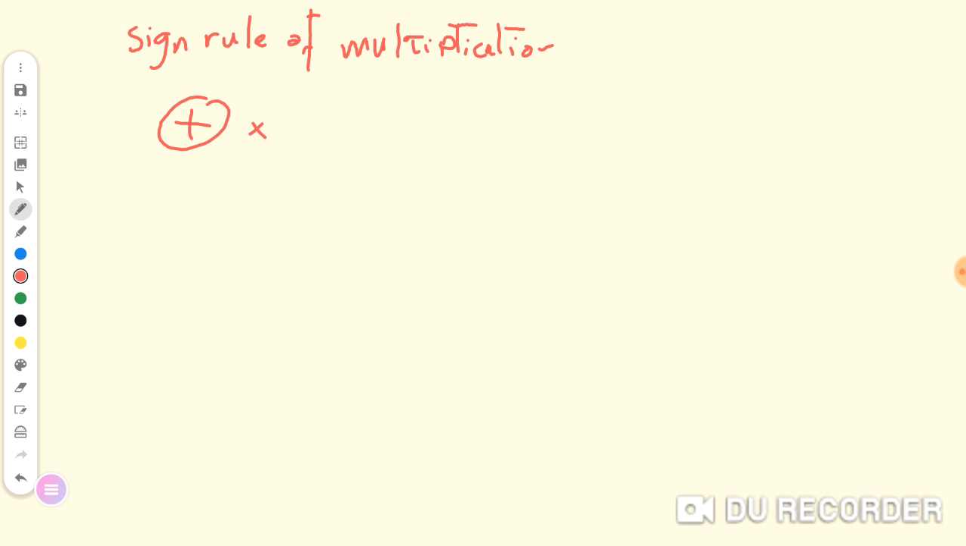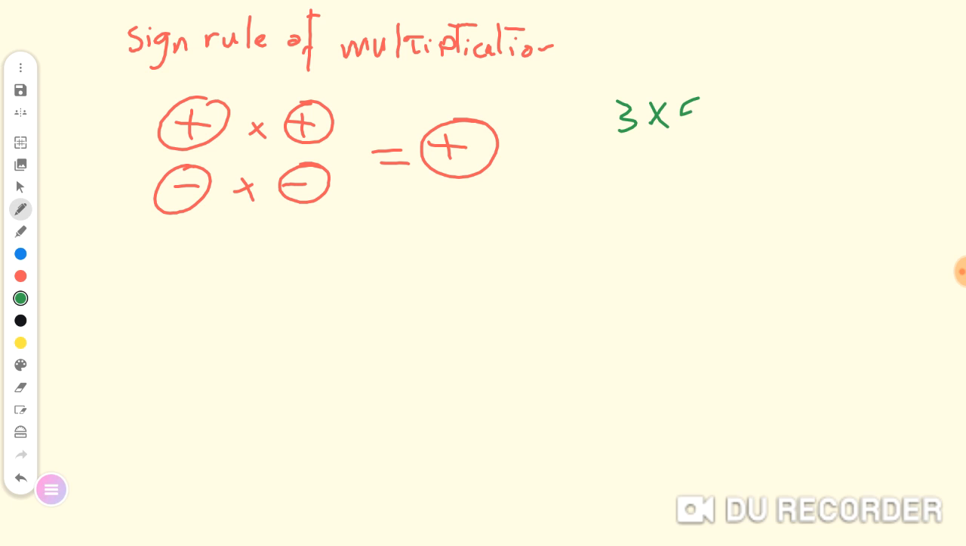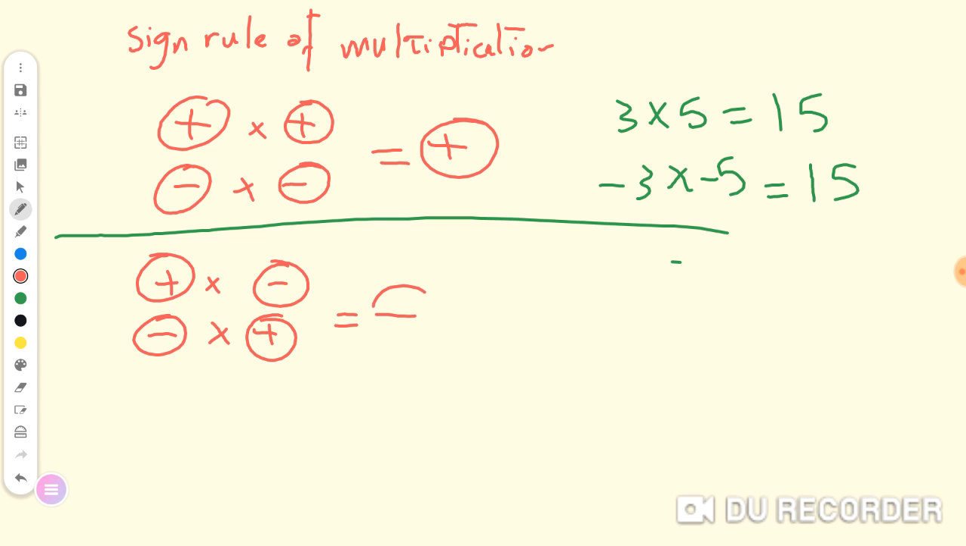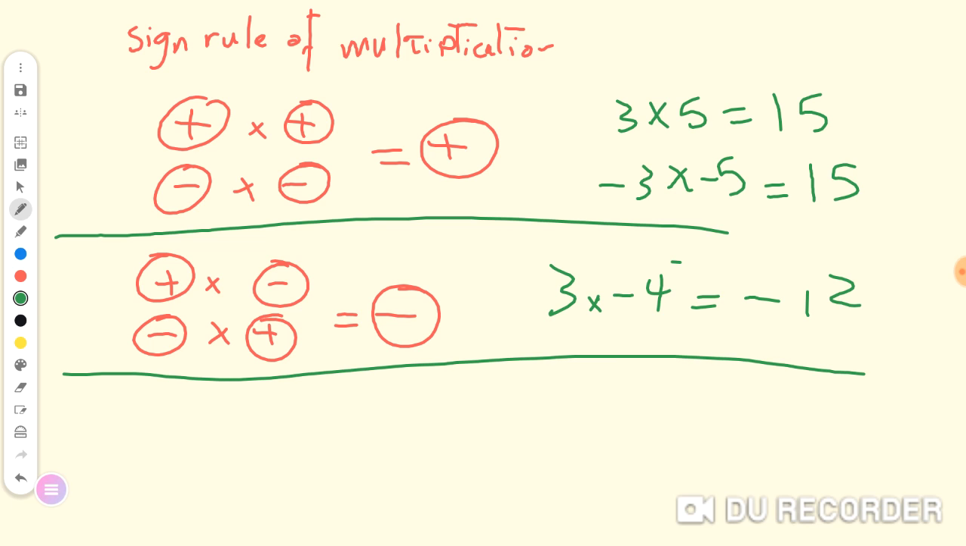So positive times positive, or negative times negative, always equals positive. If I have 3 times 5 equals 15, positive. Negative 3 times negative 5, negative times negative equals positive, so it's 15 too. The same answer. And if I have different signs, positive times negative, or the opposite, negative times positive, it always equals a negative number. As an example, 3 multiplied by negative 4: positive, negative, so negative, and 3 times 4 is 12, so the answer is negative 12. Don't forget this. And we can do the same with fractions.